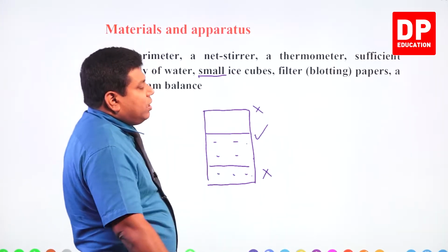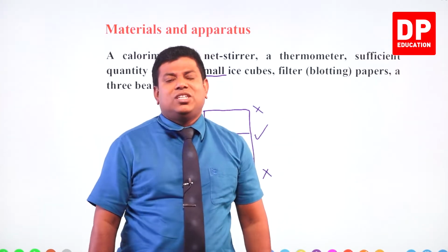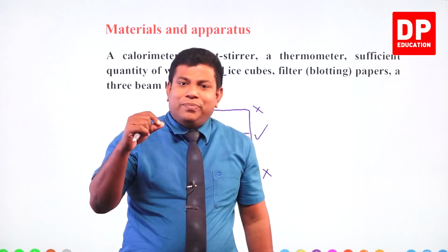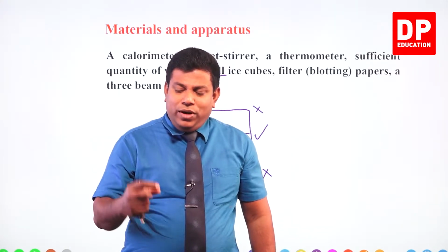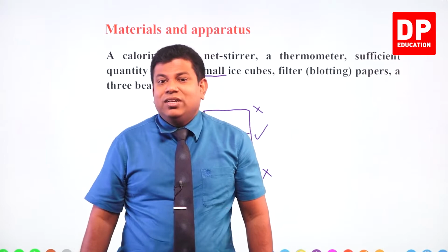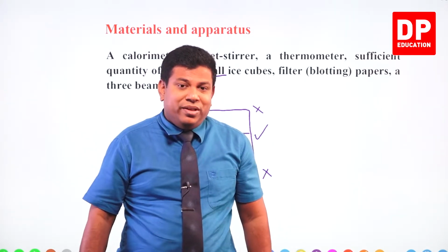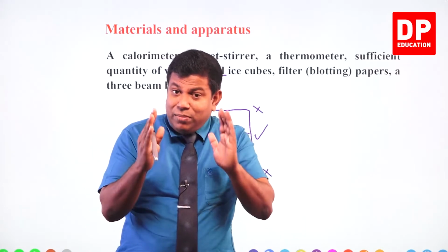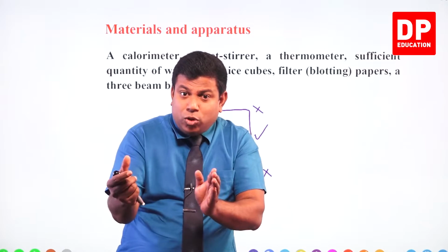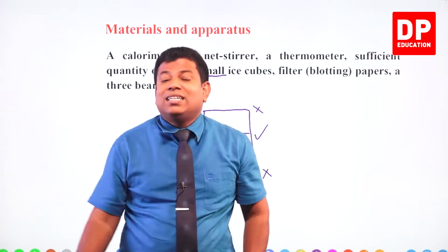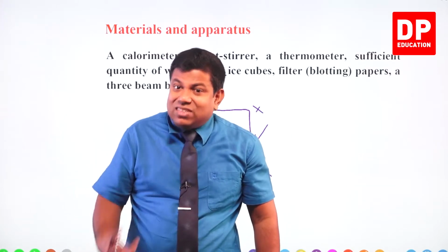Filter papers or blotting papers. Filter papers or blotting papers means like tissue, like the serviette tissue, but a thick one. It easily absorbs water. Why? When you drop these ice cubes into the water, you have to make sure there is no water on the surface of the ice cube, because we are carefully measuring the mass of the ice cube, right? If you add the ice cube with water around it, then the mass you measure is not only ice, it is with that water.